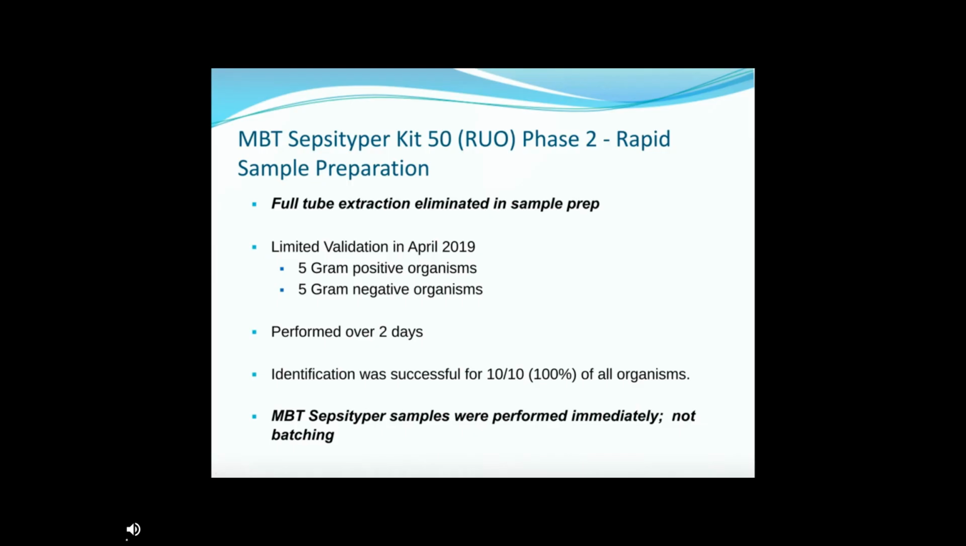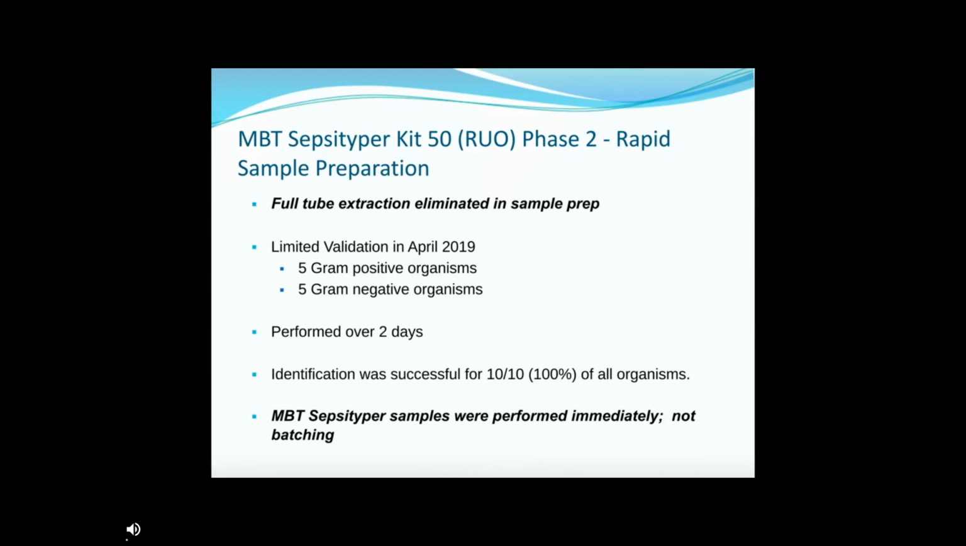In 2019, they did come out with a rapid sample preparation. This eliminated the tube extraction, which made this so much quicker for us in identification. So due to already having a full validation, we decided we were just going to go with a limited validation in April when we started to use this. So for this one, we just did 5 gram positives, 5 gram negatives. This was a quick validation. It only took about 2 days to get this done, and the identification was successful at 100% of all organisms that we used.